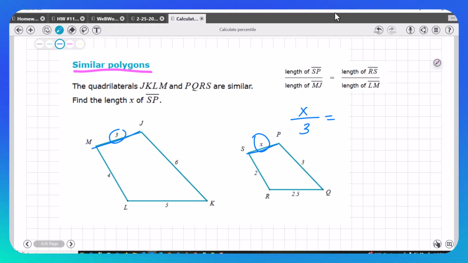And now I can set this proportion to any other side. It doesn't matter which side I pick. So let's say that I pick this side right here. So that would be 2. And then I have to pick that same side over here. I'm sorry, I can't draw a straight line.